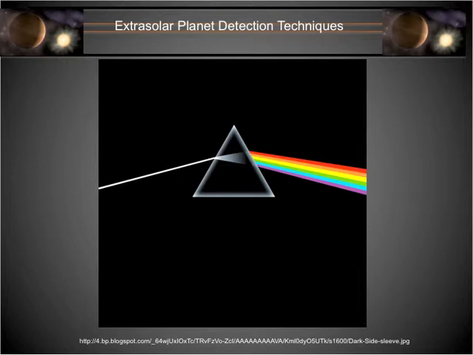So how do we know that these planets exist? How can they be detected? Well, there are a number of different techniques. By far, the technique that has been responsible for the discovery of the most planets for ground-based astronomy has been one which utilizes the spectrum, the light from the spectrum of the star.